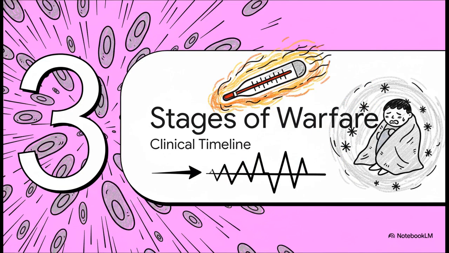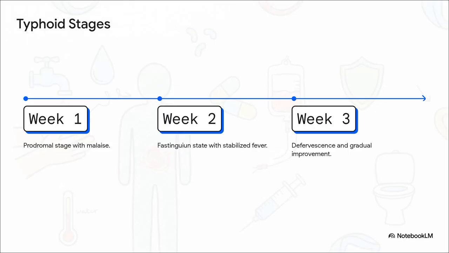Okay, Section 3, 3 stages of warfare. The clinical timeline of untreated typhoid fever operates in a very strict chronology of escalating and de-escalating illness. We're looking at 3 distinct stages. First, the prodromal stage, spanning roughly the first week. Then, the fastigium, or typhoid state during the second week. And finally, the defervescent stage that follows. Let's break down exactly what happens to a patient in each of these clinical phases.